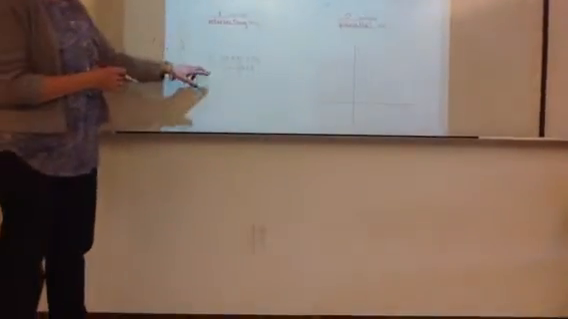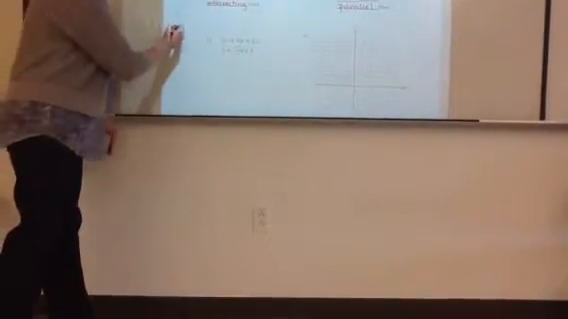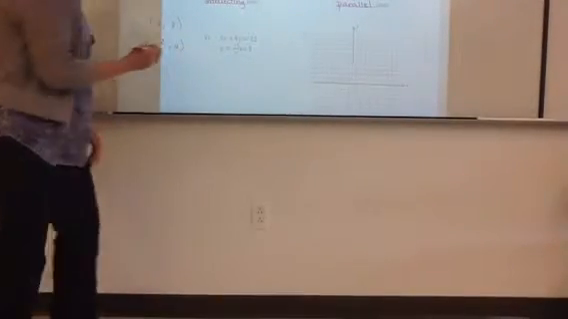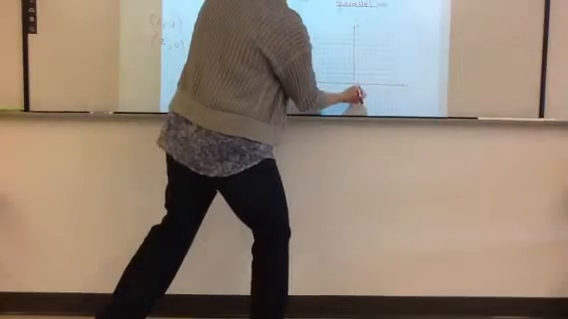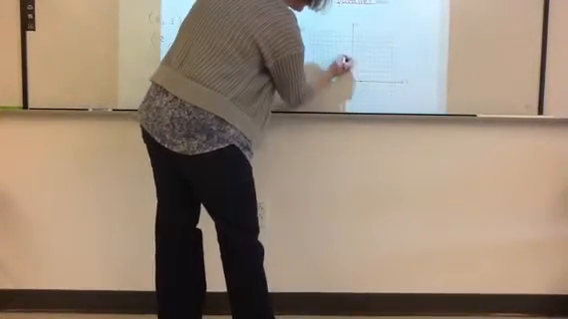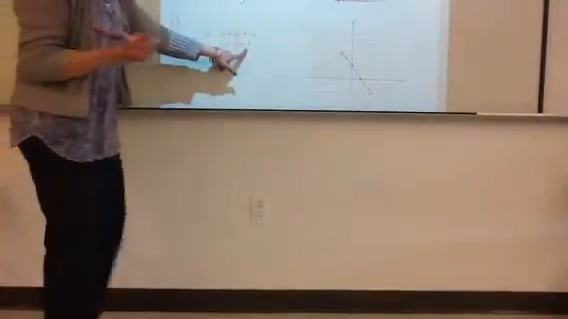For this first equation, if I made x 0, what's y? 3. All right. And if I made y 0, what's the x? 2. So again, we've got some nice easy numbers to work with today. So (0, 3), (2, 0). There's our line.